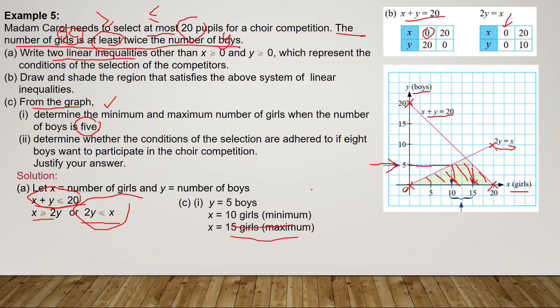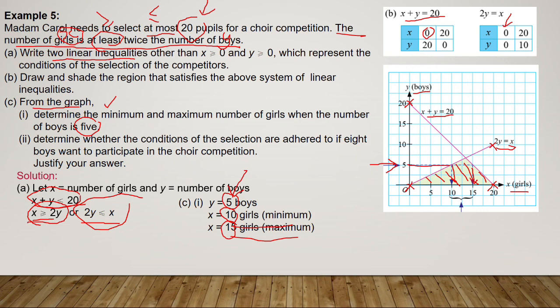If you don't read from the graph, you can also get it from the equation, right? If the number of boys is 5, you remember the inequality over here, the number of girls is at least twice the number of boys. So if the number of girls is twice the number of boys, it will be 2 times 5, which is equal to 10. And then for the maximum, you remember the first one here? The maximum, or at most, she can only choose 20 pupils. So if the boys are 5, then 20 minus 5 will be 15.